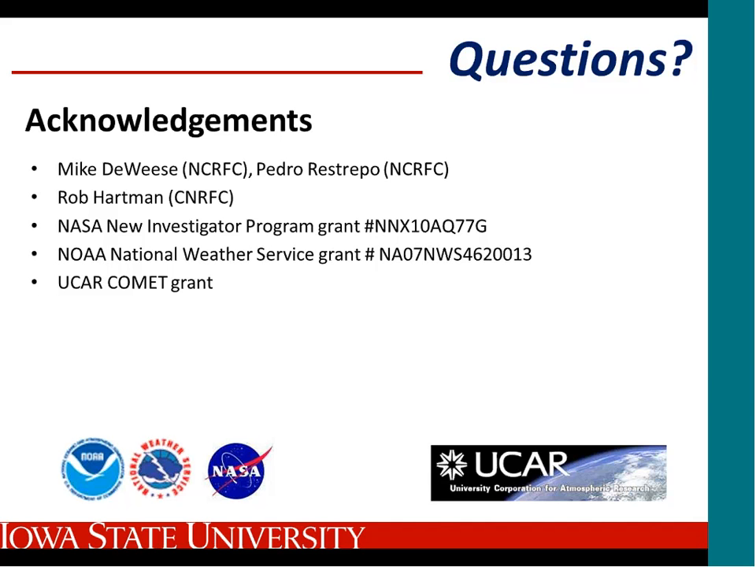And how many parameters? So SNOW-17 has 4 that are very sensitive, 4 that are kind of minor. Sacramento has 13 primary ones. So it's a large number of parameters.